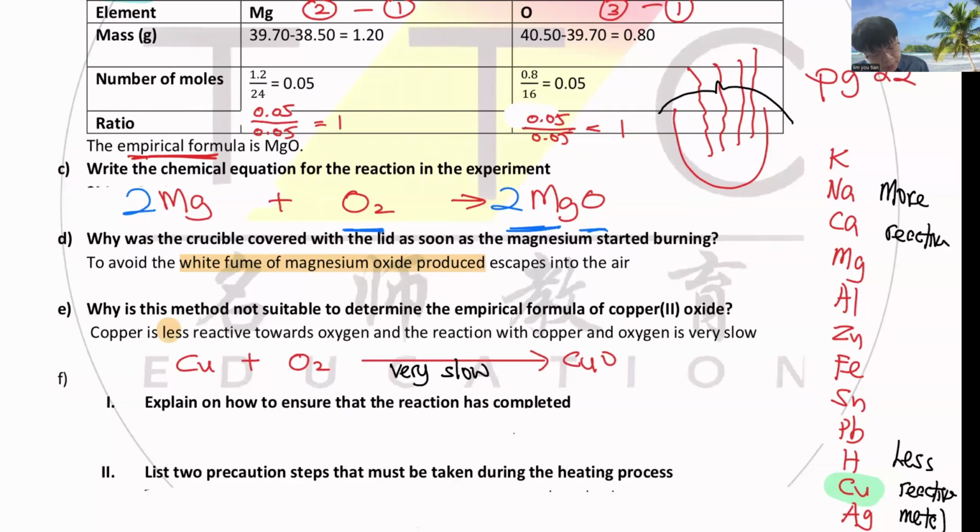So you need to write this down. It's less reactive towards oxygen. The reaction is very slow. So it's not recommended to use this method.